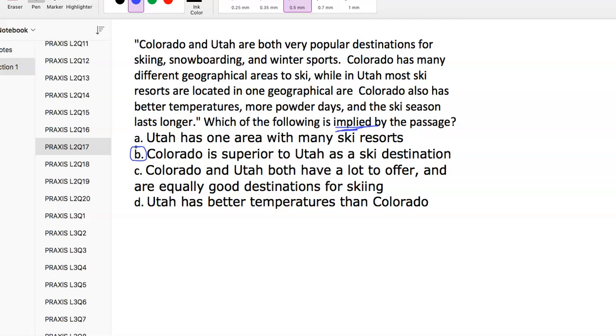You can see in the second sentence, starting right here, Colorado has many different geographical areas, while in Utah, most ski resorts are located in one. Colorado has better temperature, more powder days, and the ski season lasts longer. So if you're from Utah and you disagree, don't worry about it. Okay, it's just a practice passage, practice paragraph, similar to one that you could easily see on the Praxis. Right? You're just trying to get to what this author is trying to say. They have an opinion on this. It's okay if you don't agree, right? We just want to get the answer right.